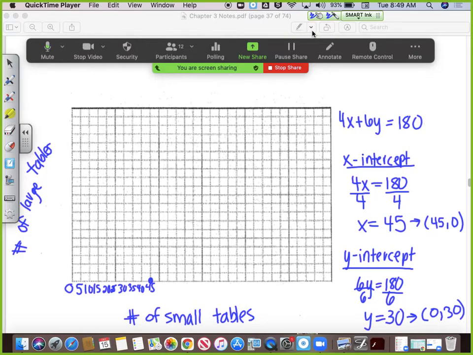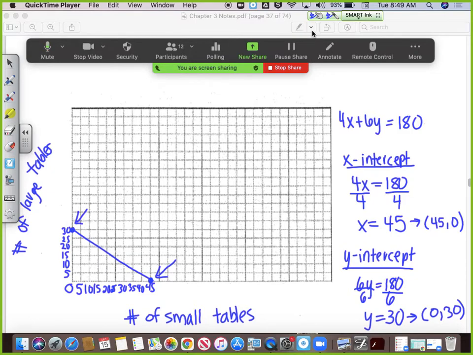Okay, so I go by 5s. Here's 45. And then 30 here. I connect my 2 points. And there's my graph. The last thing that this asks us to do that I forgot to go over with the first question is it says interpret the intercepts. That means what does this number mean and what does this number mean?